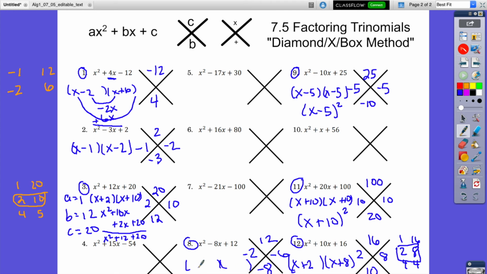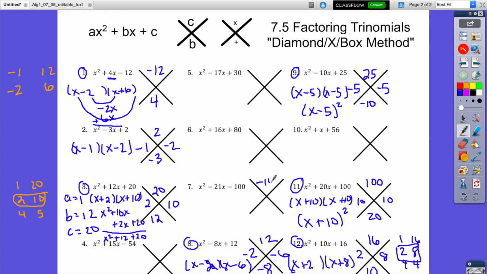So we draw parentheses. We do x minus 2, and then x minus 6. Sorry, so messy here. Okay, let's do another one right here. We're going to jump to number 7, and this is when there's 2 negatives. Okay, so let's try this.